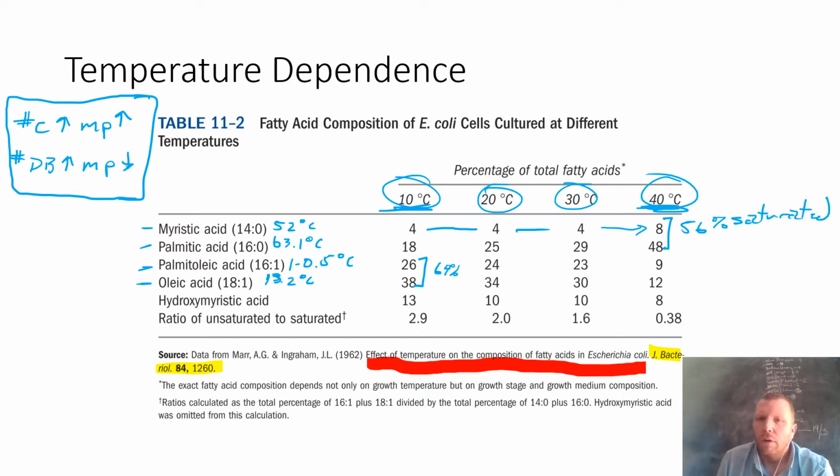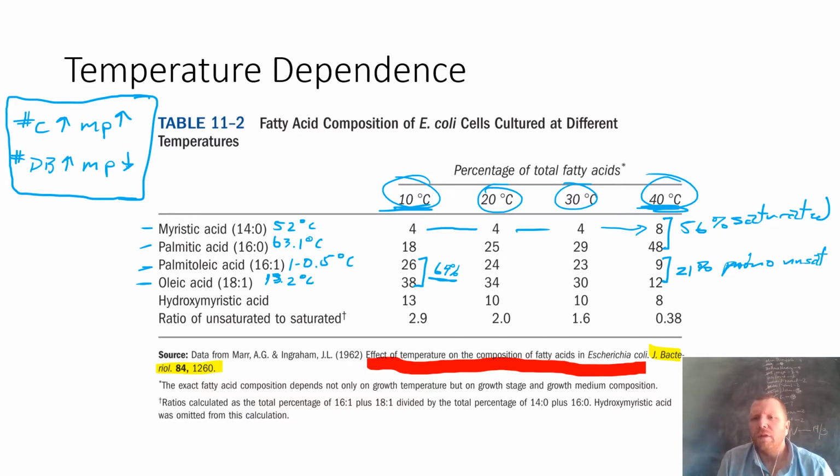So let's look back at our monounsaturated fatty acids. We went from 64% of all the fatty acids produced by cells grown at 10 degrees Celsius to 21%. So we saw a huge reduction of these monounsaturated fatty acids. I'm sorry about that.